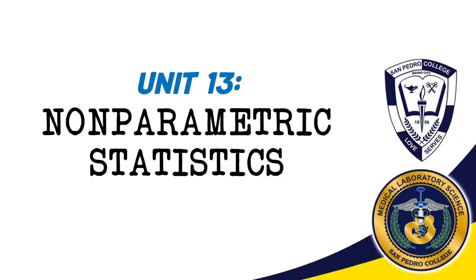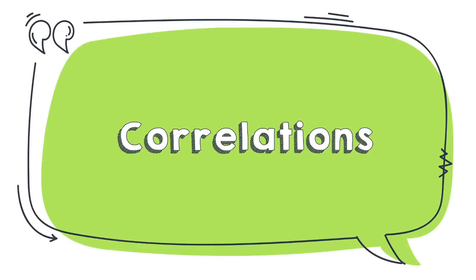Hi kids, so now we go to the second part of our video lecture, and this will be divided into two parts. First, we will be discussing correlations, and the second part we will be discussing chi-square, which is the last topic outline for our non-parametric statistics. So let us start with correlations.